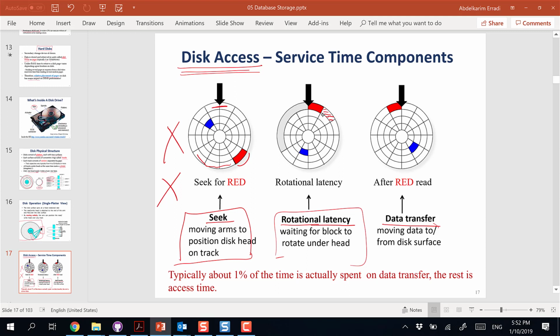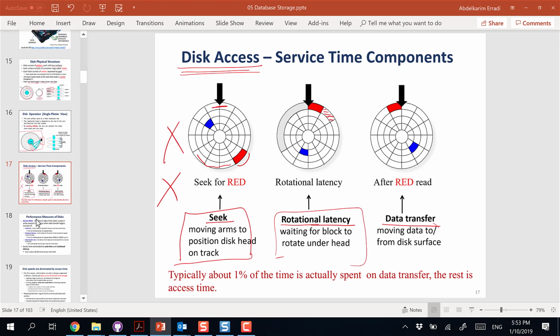That's why, as we will see in indexing and in the data file organization, the database always strives to keep the blocks belonging to the same entity or the same index contiguous, physically next to each other, to avoid this seek time. You just wait for the block to become beneath the head without moving the head, and then the transfer time, which is not that significant.